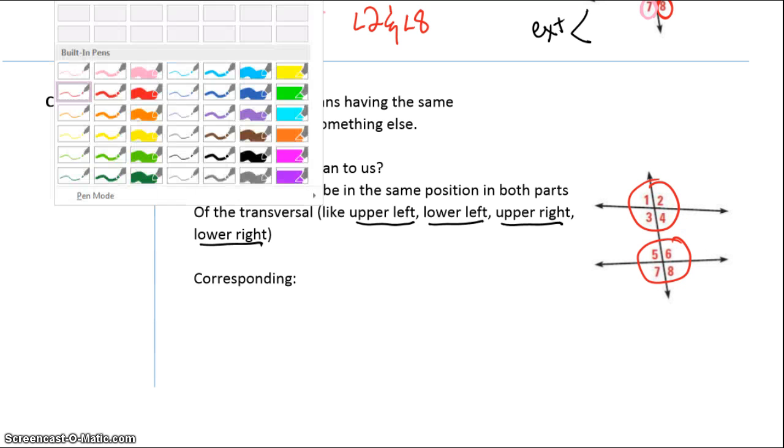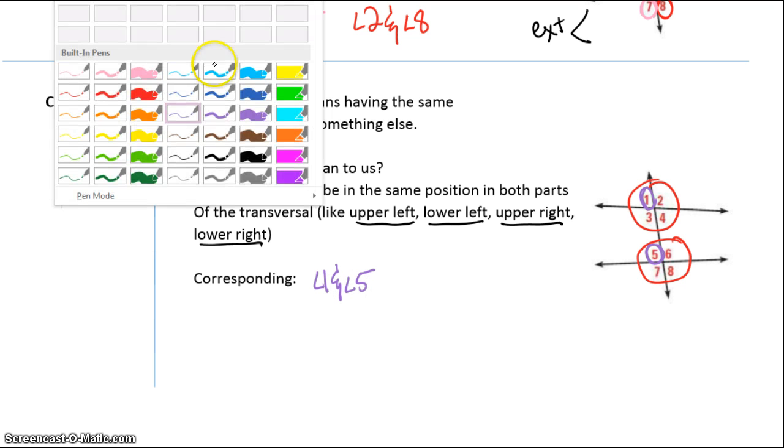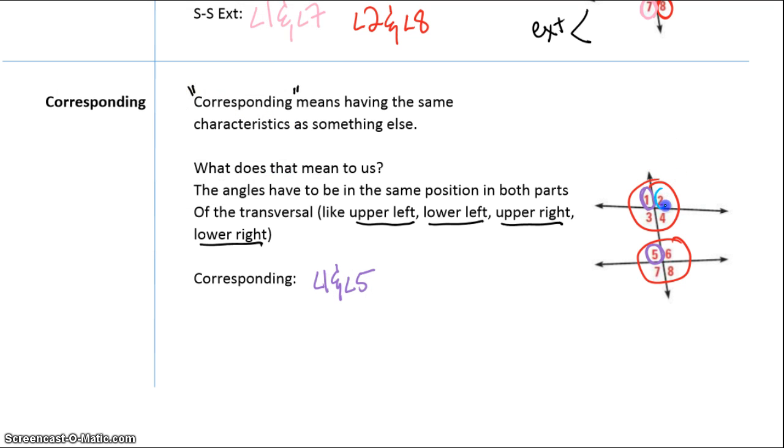Okay, we have an upper left, a lower left, and an upper right, a lower right, correct? So let's talk about one. It's in the upper left. 5 is in the upper left. So angle 1 and angle 5 are corresponding. So let's keep going. 2 is in the upper right, and so is 6.